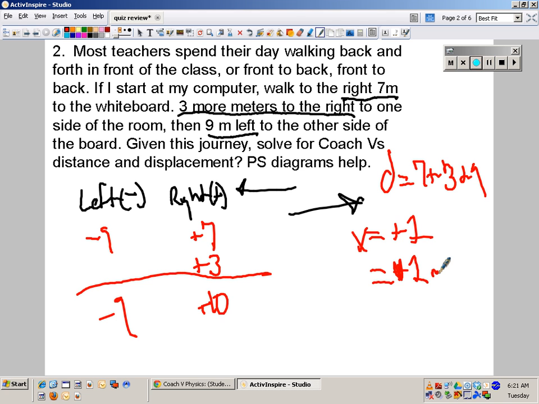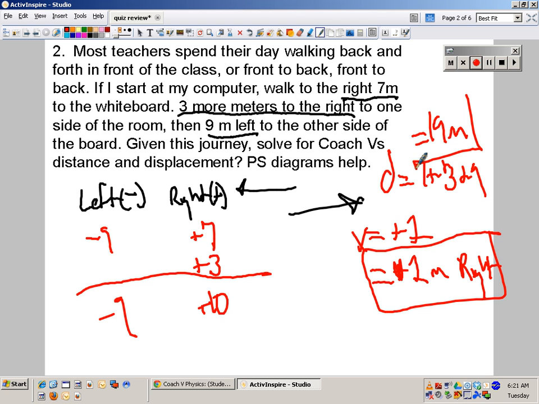1 meter right. That's what the positive means. That's why you can pick whatever you want to call these. Distance, on the other hand, just equals 19 meters. Make sure you have your units. You should be underlining and making sure you have these matched up, because people were calling this negative 3 because they were not really paying attention to what was going on.